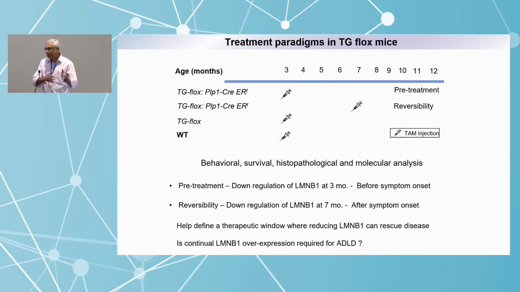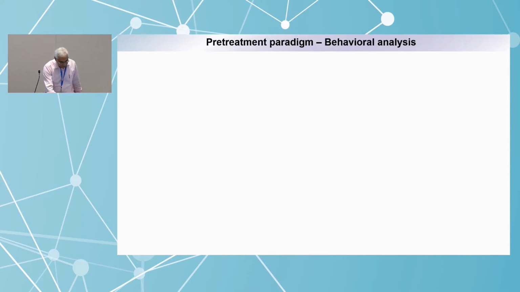So this experiment obviously helps us answer the important question of whether reducing lamin B1 in vivo can ameliorate the disease, but it also helps us identify a therapeutic window, right? Is it that you have to reduce it before the onset of symptoms, or can you also reduce it after the onset of symptoms? And that's very, very important for patients, right? And it also answers a mechanistic question. Do you require this elevated level of lamin B1 to continuously be present for the disease, or if you remove it, can you prevent the disease progression?